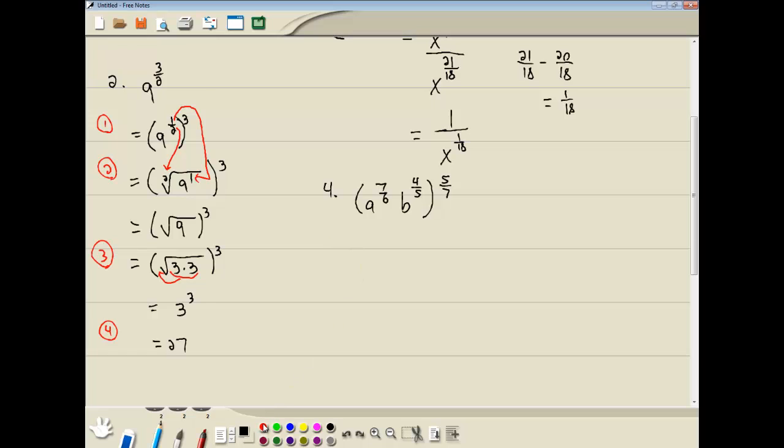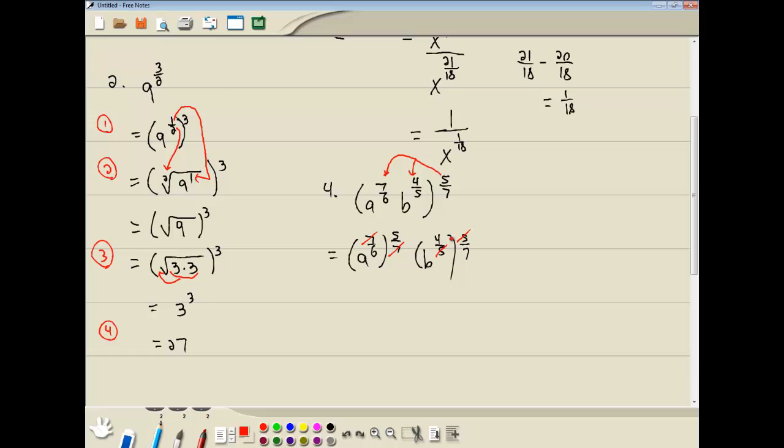So, if everything inside of your parentheses is either multiplication or division, and you're raising it to a power, you can take everything to that power. So I can take the a to the 7/6 to the 5/7 power, and the b to the 4/5 to the 5/7 power. Okay, so we got a to the 7/6 raised to the 5/7 power, and we got b to the 4/5 raised to the 5/7 power. Well, these 7's are going to cancel here, and these 5's will cancel here.